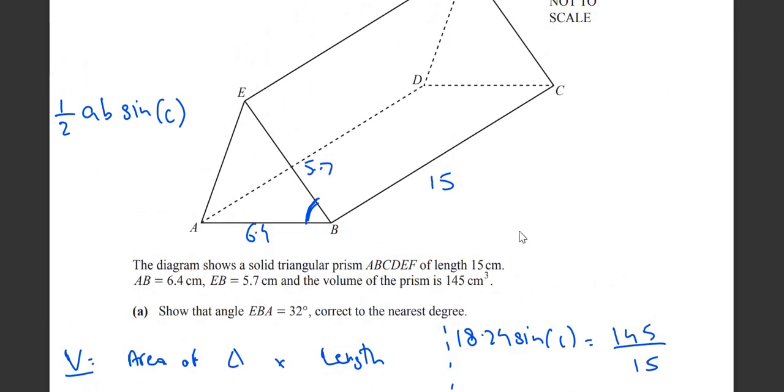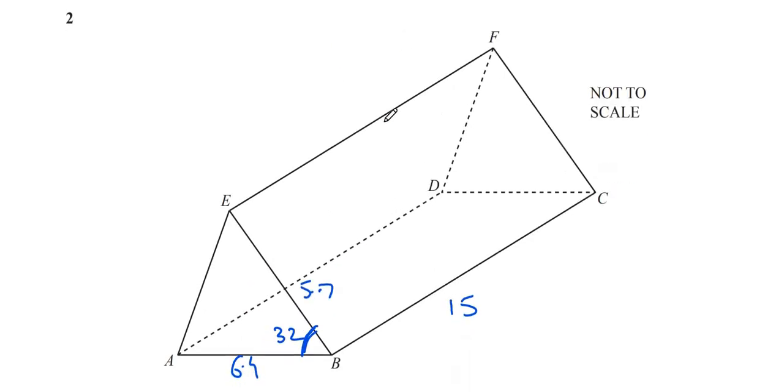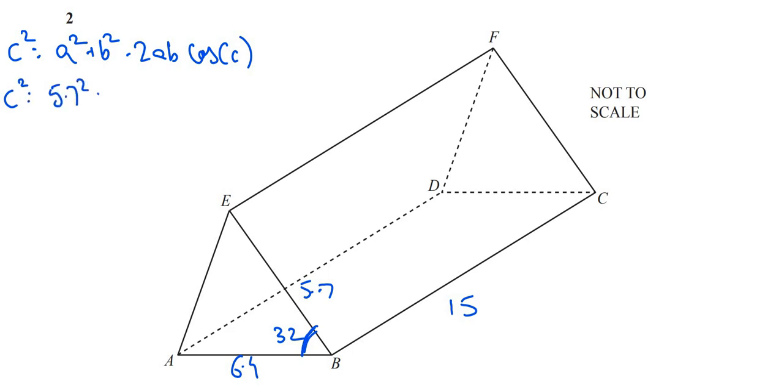Find the length of EA. Okay. Now, since you have this angle 32, let me solve it over here. Since you have this angle, now you will use cosine law. All right, so cosine law is what? C square is equal to A square plus B square minus 2AB cos C. All right, C square is equal to 5.7 square plus 6.4 square minus 2 multiplied by 5.7 multiplied by 6.4 cos 32.